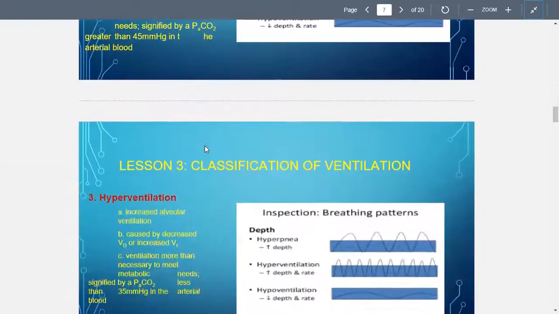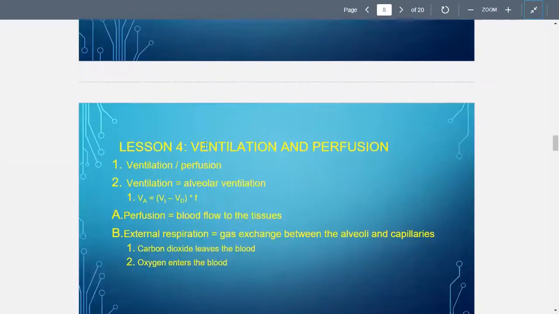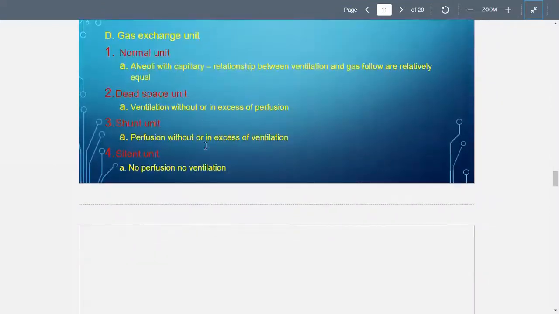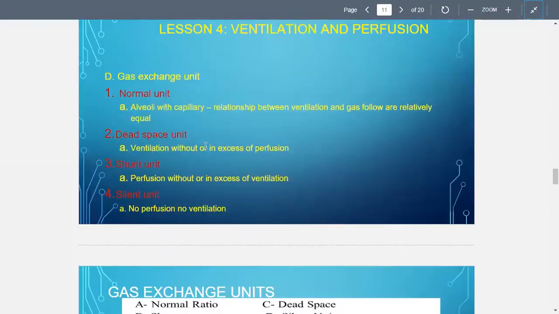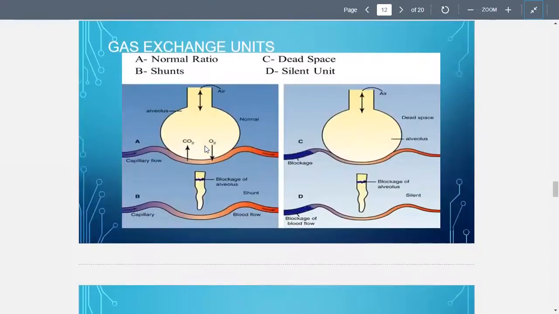I just want to go over, trying to find, we did the hyperventilations, and then let me see where the ventilation, perfusion, respiratory quotient. Here go those units here. Normal unit, dead space unit, shunt unit, silent unit. And here's some pictures here. All right. A, B, C, D.